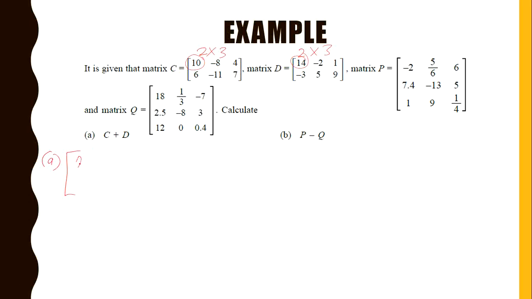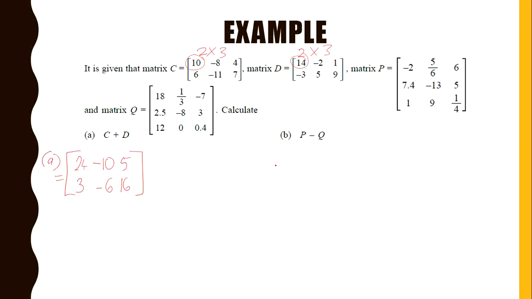Okay, first element untuk matrix C tambah dengan first element untuk matrix D, we have 24. The second element of C plus the second element of D, we have negative 10. Okay, the third element of C plus the third element of D, we have 5. Okay, next 6 plus negative 3, we have 3. Negative 11 plus 5, we get negative 6. 7 plus 9, we get 16. Okay. So C plus D is, this is the result.